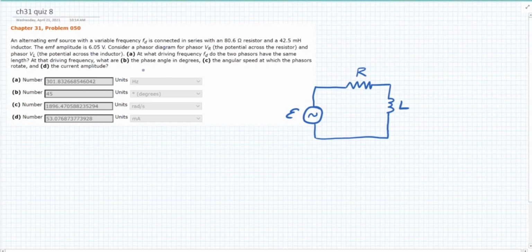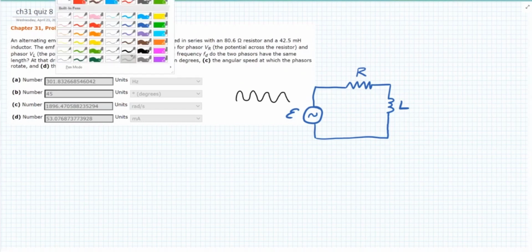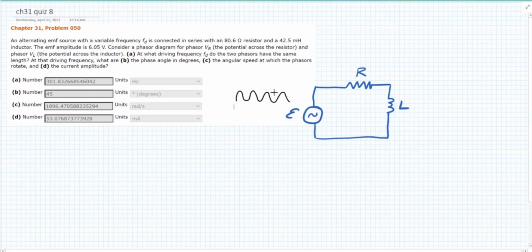Okay, the EMF has an amplitude of 6.05 volts. So that means this power supply is generating an alternating current, and what that's referring to is that this alternating current has a peak value, given by that gray line. It hits a peak value of E equals 6.05 volts. Okay, so that's what that's referring to.